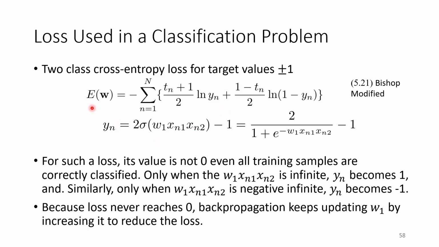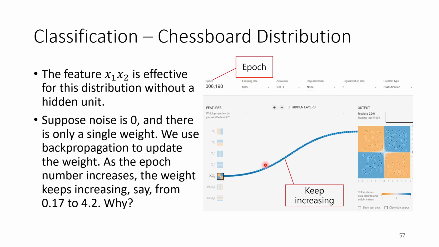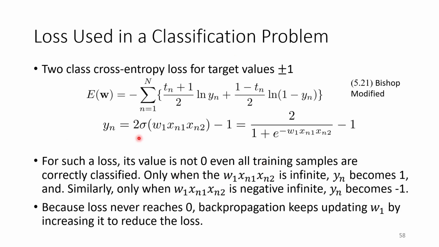So let's see the error term. If we have only a single parameter, the error term won't be 0, even if all instances are correctly classified. Therefore, because of backpropagation, it will keep trying to increase the weight W1. If W1 is greater, then the error term will be smaller. That's the reason why it keeps going up and up.